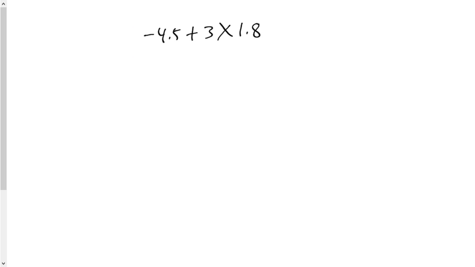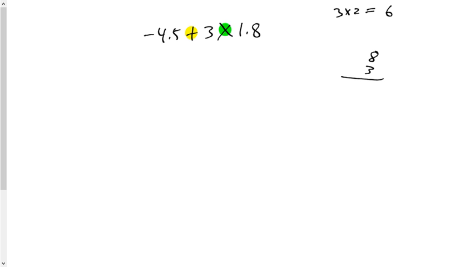Your second question is also from rational numbers. Negative 4.5 plus 3 times 1.8. It says don't use a calculator. So we are going to do BEDMAS here, which means between the operations of addition and multiplication, we all know by now we're supposed to do multiplication first. 1.8 times 3. If I estimate it, it's going to be 3 times 2, which is going to be 6.